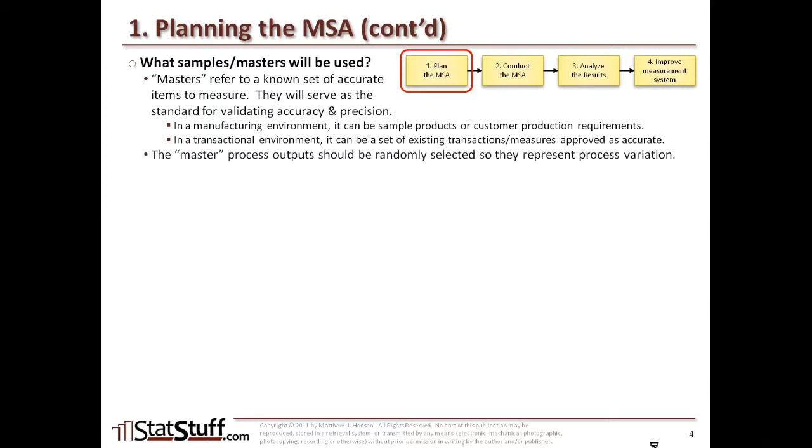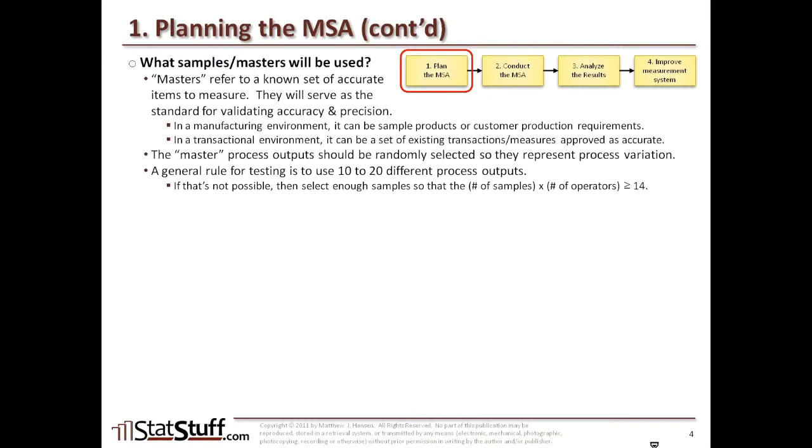The master process outputs should be randomly selected because you want them to represent the process variation. Now, a general rule if you're going to be testing this is you want to include at least 10 to 20 different process outputs. And you can include even more. I've done some that included 30 to 40 because we just had that capability and it wasn't an additional burden on the operators for that type of test. But you want to at least include 10 to 20 different process outputs if possible. If that's not possible, then what you generally want to do is try to select enough samples so that when you compare the number of samples multiplied by the number of operators, it's at least going to be greater than 14.